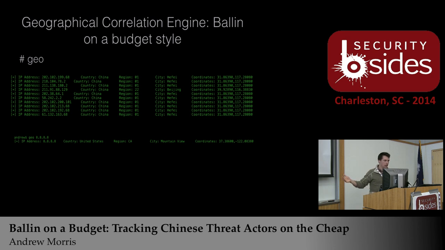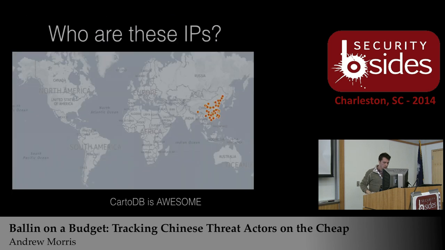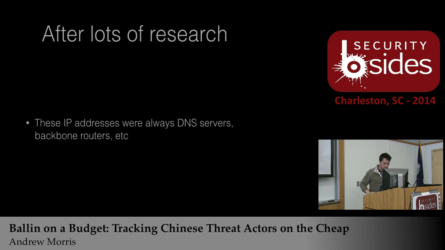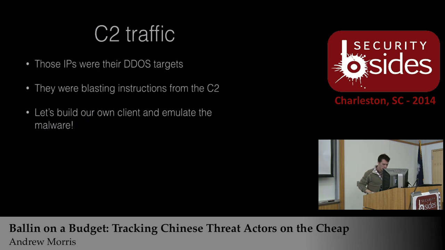And they were all in China or around China, and I was like, what is going on? What are all these IP addresses? I also threw them up on a map. So that's pretty China-ish. After a lot of research, I realized that these IP addresses were all DNS servers and backbone routers and stuff like that. And so I'm still like, okay, why, what is this?